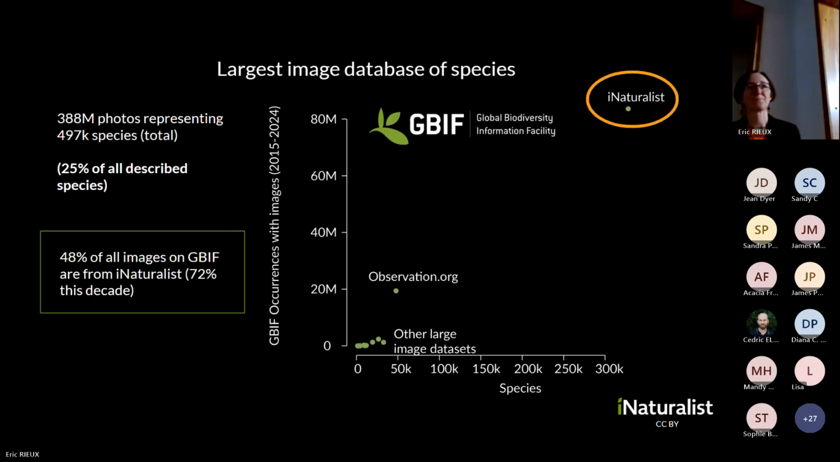Next. When it comes to photos of biodiversity, iNaturalist is also far and away the biggest share of these images. On GBIF, we have over 300,000 species represented in images. And overall on iNaturalist, we have nearly 500,000 species now, and that's about 25% of all described species. And most of the images you can find on GBIF right now are from iNaturalist, especially in the last decade.